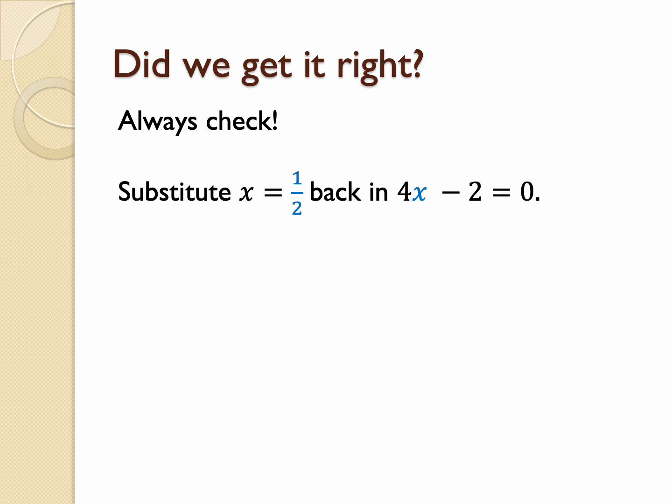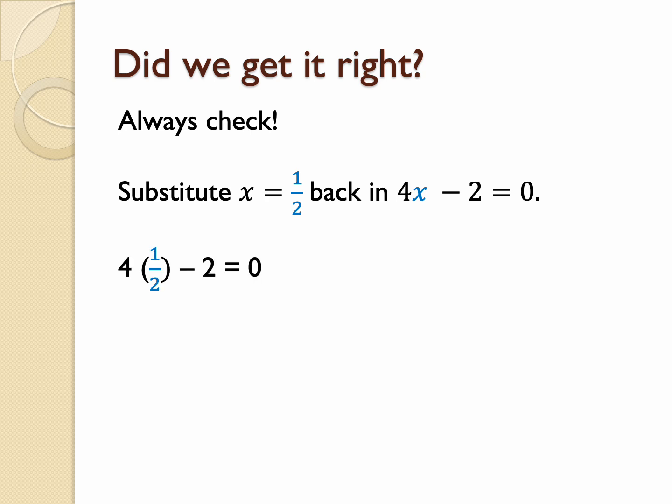To do that, the value that we got, which was x equals 1/2, we must substitute back in the original equation, which was 4x minus 2 equals 0. To make it easy for you to follow, I have color coded the value. So x equals 1/2, I've colored it blue, and correspondingly I've colored x also blue. So you can easily see where the substitution occurs. So x will be replaced by 1/2. So that's what I've done.